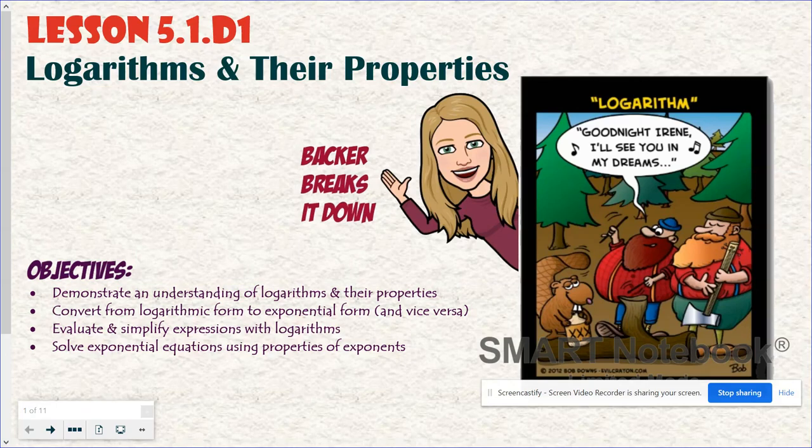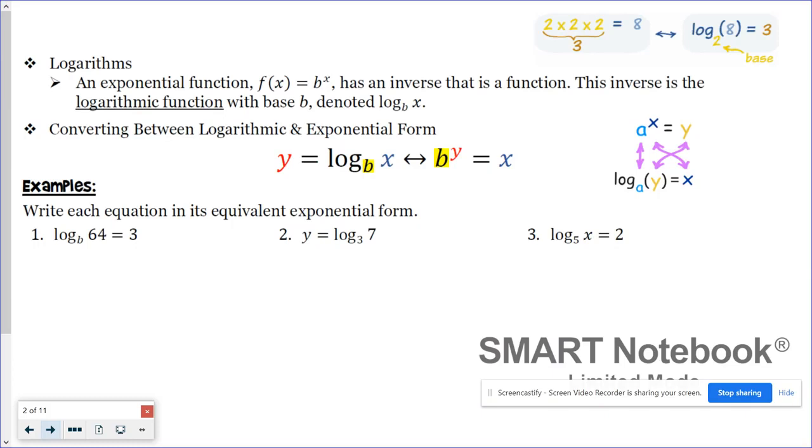In this episode, we're going to explore logarithms and their properties. We're going to focus on converting from logarithmic form to exponential form and evaluating and simplifying expressions with logarithms. So let's check it out.